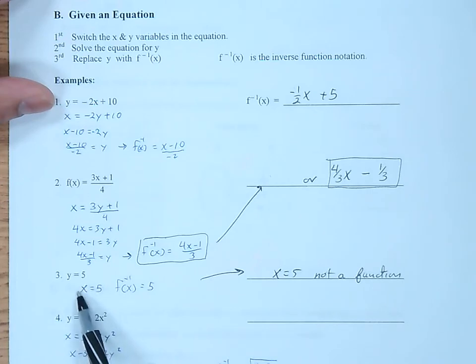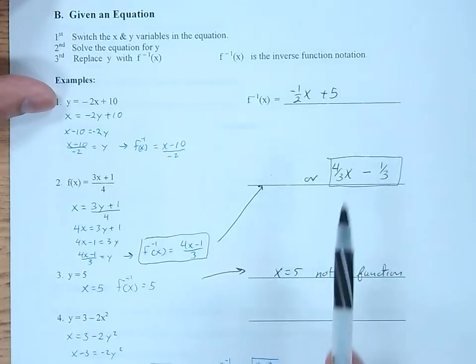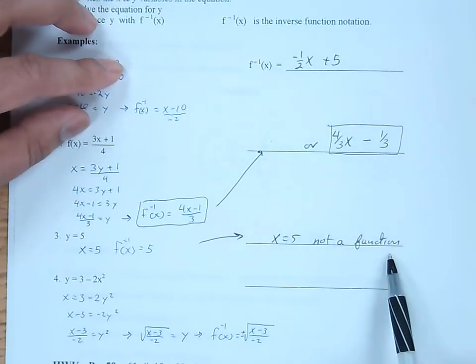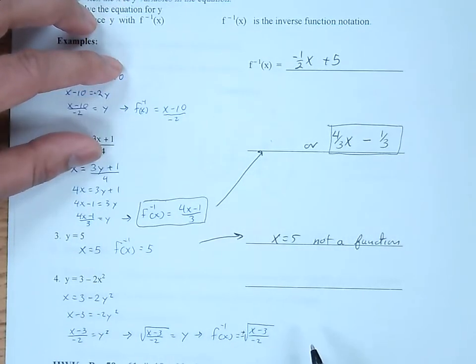Next one, switch x and y. Well, there's nothing else to solve for. So this is x equals 5. And remember from our rules of linear equations, this is the equation for a vertical line at 5. So you can say the inverse of f is 5. And this is not a function, because it's simply a vertical line, and a vertical line would obviously fail the vertical line test.